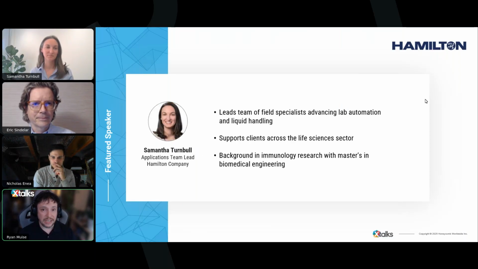As applications team lead, Samantha Turnbull supports a team of field application specialists in advancing laboratory automation and liquid handling solutions for clients across the life sciences sector. She has a background in immunology research with a master's degree in biomedical engineering.